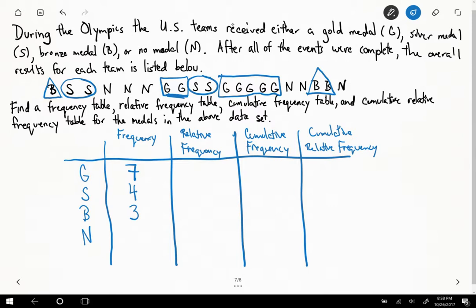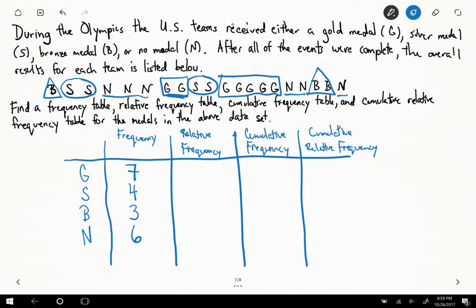And hopefully we'll end up with a nice number here to underline the rest. So 1, 2, 3, 4, 5, 6. And notice that worked out pretty nicely. So 7, 4, 3, and 6.